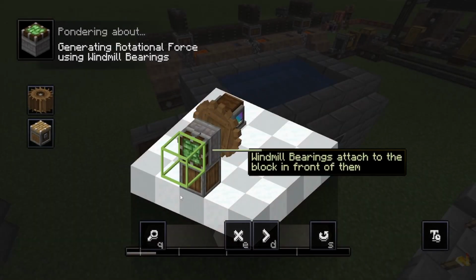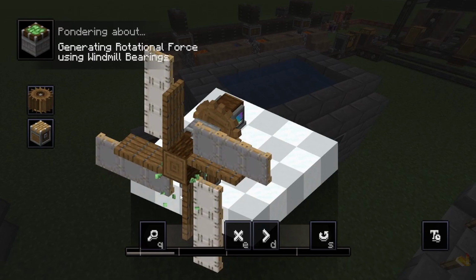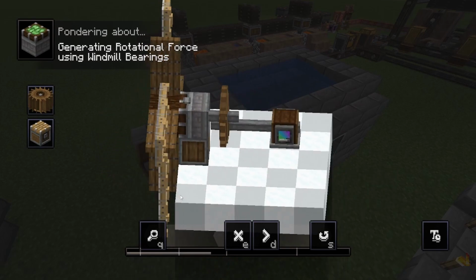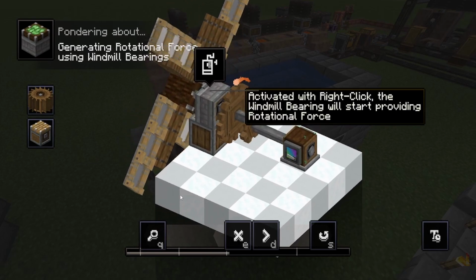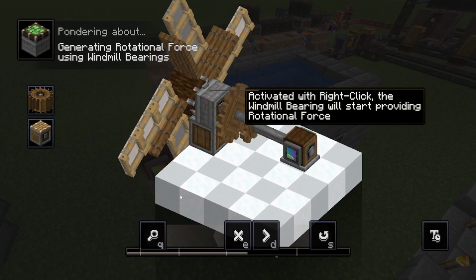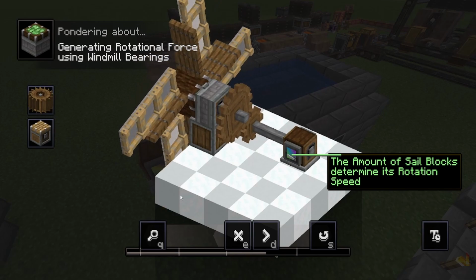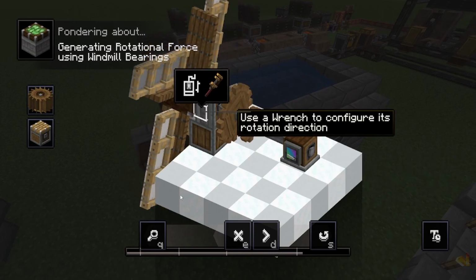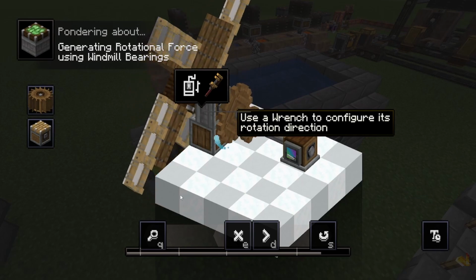Windmill bearings attach to the block in front of them. If enough sail-like blocks are attached to the block, it can act as a sail. Activated with right-click, the windmill bearing will start providing rotational power. The amount of sail blocks determines its rotational speed. Use a wrench to configure its rotational direction.